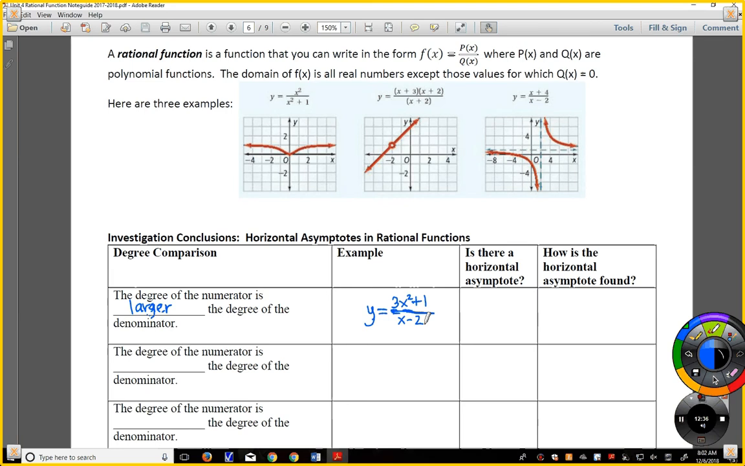So in these ones, was there a horizontal asymptote? So remember when we learned our reciprocal function, horizontal asymptotes were there because the ends got horizontal instead of going to infinity or negative infinity. Okay? When the numerator was higher, that first group, where did our end behaviors go? Yeah, infinity or negative infinity, right? So is there a horizontal asymptote? Are they following a horizontal line at the end? No. Okay. So then how is the horizontal asymptote found? Well, it's not, okay, because there isn't one.